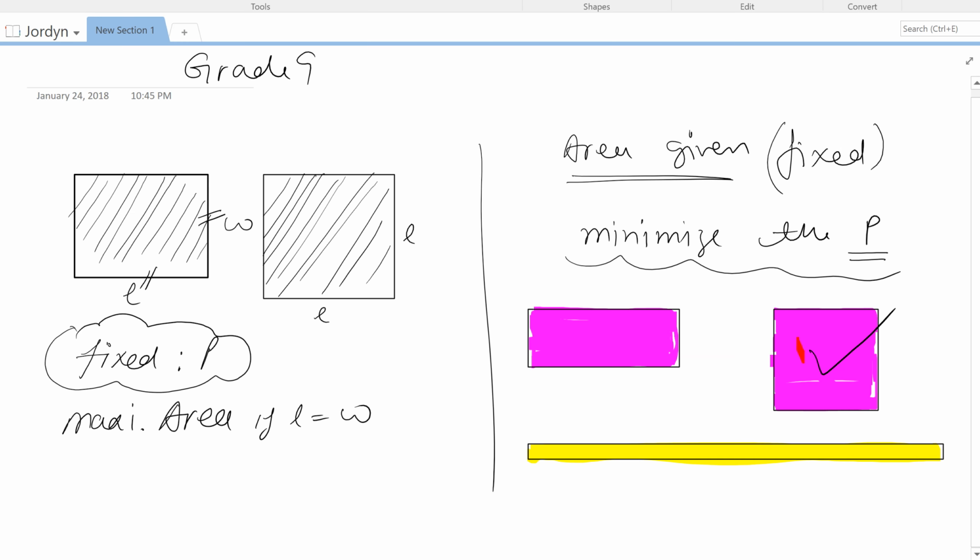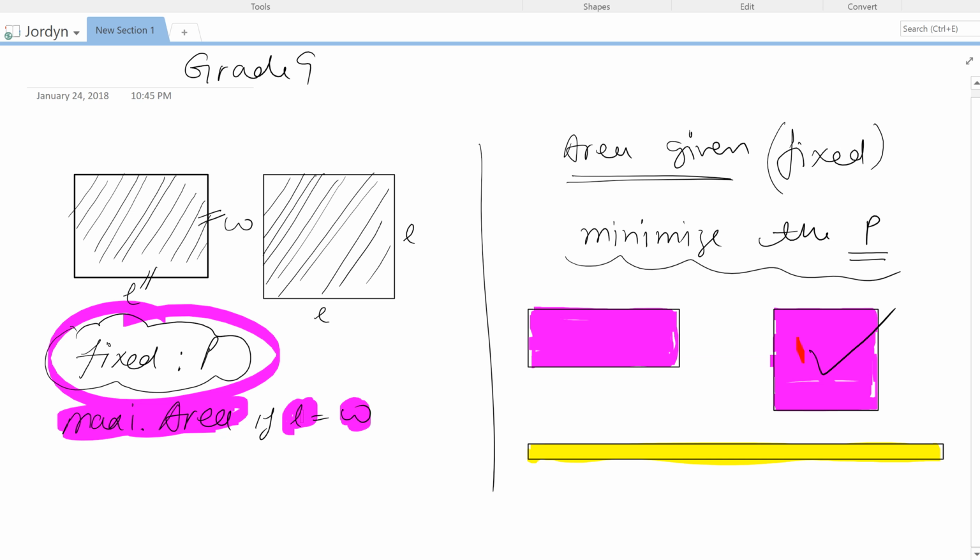So in both cases you make a square. When the perimeter is fixed, we still make a square in order to maximize the area. In order to maximize the area, your length and width are the same. That means you make a square shape like that. Good? Yes.